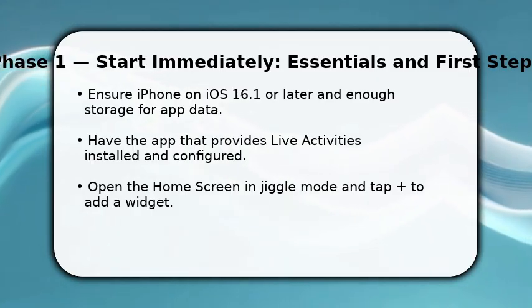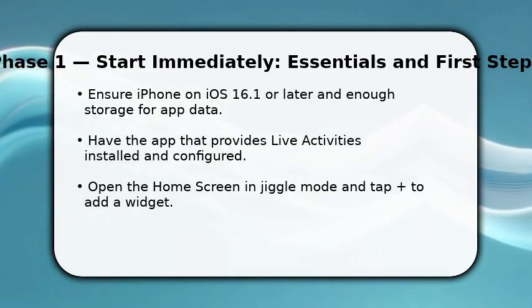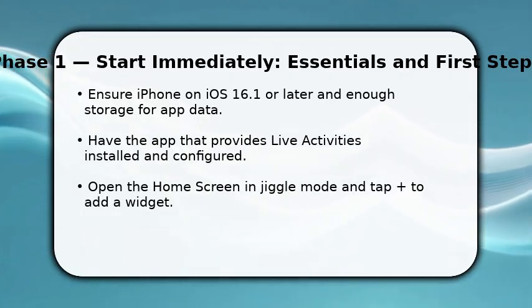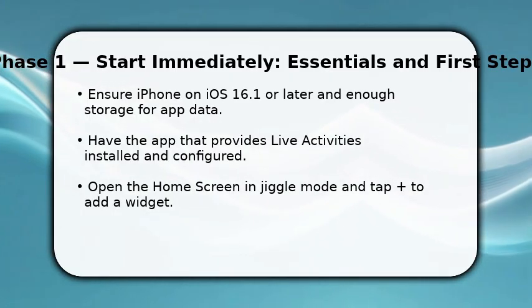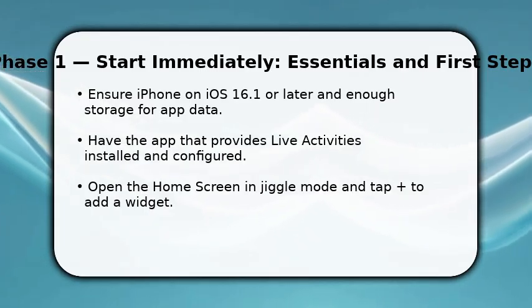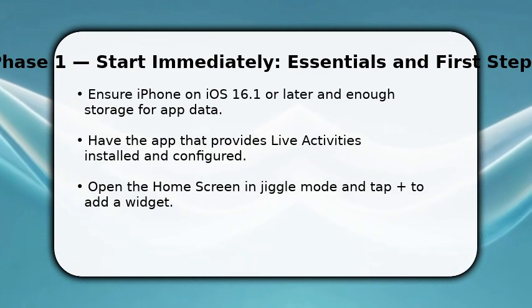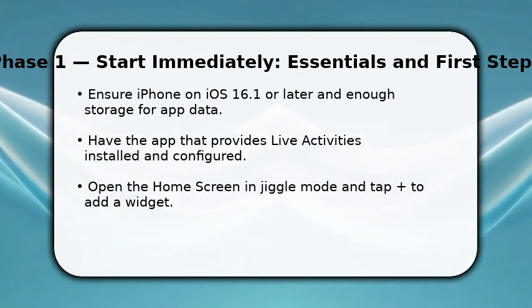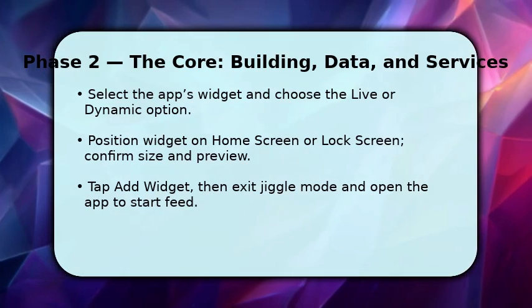Now, make sure your home screen has space. Press and hold an empty area until icons jiggle. Tap the plus button in the corner to open Widgets. This first step gets the system ready and triggers the app to register live activities with the OS, so you can place them quickly.